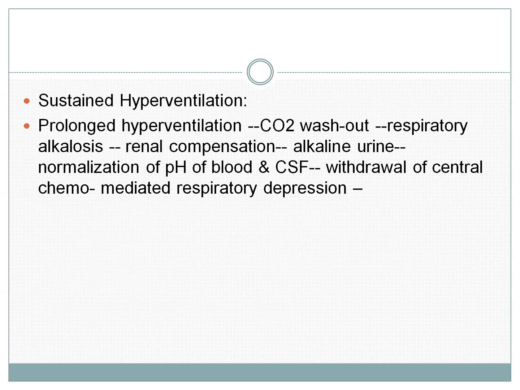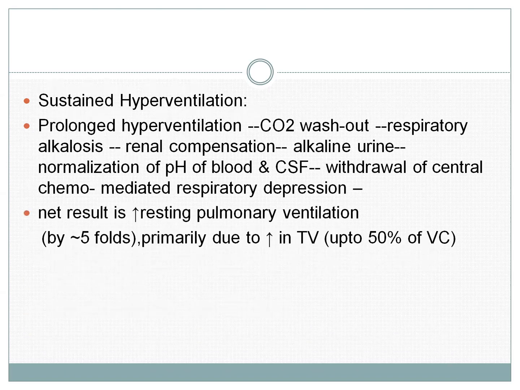So both of these mechanisms at the inner levels will try to normalize the pH of the blood as well as the CSF, and this can withdraw the central chemoreceptor-mediated respiratory depression. So all these will cause withdrawal of the respiratory depression, and the hyperventilation will be continued due to these factors. So we can see prolonged hyperventilation. So the net result is that you will get a resting increase in the pulmonary ventilation. Generally it is seen to be increased by 5 folds, and it is due to an increase in the tidal volume.